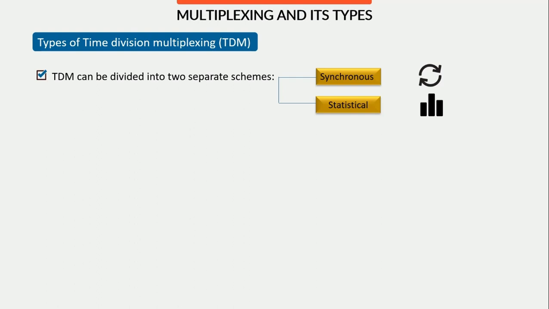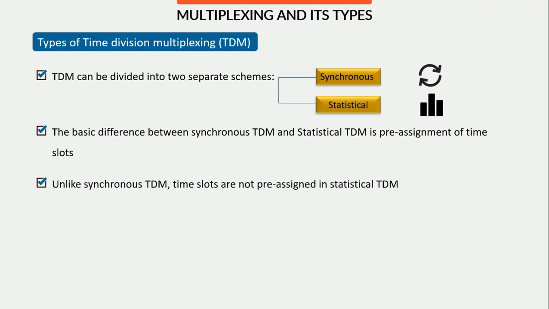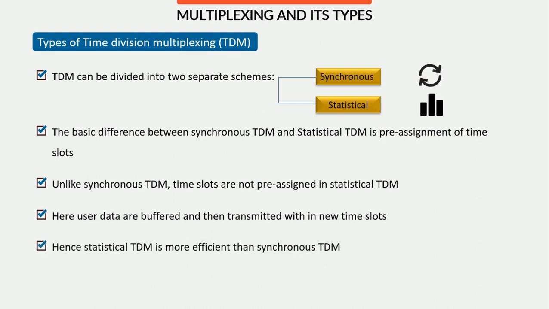So the basic difference between synchronous TDM and statistical TDM is the pre-assignment of the time slot. Unlike synchronous TDM, time slots are not pre-assigned in statistical TDM. Here, user data are buffered and then transmitted with a new time slot. Hence, statistical TDM is more efficient than synchronous TDM.